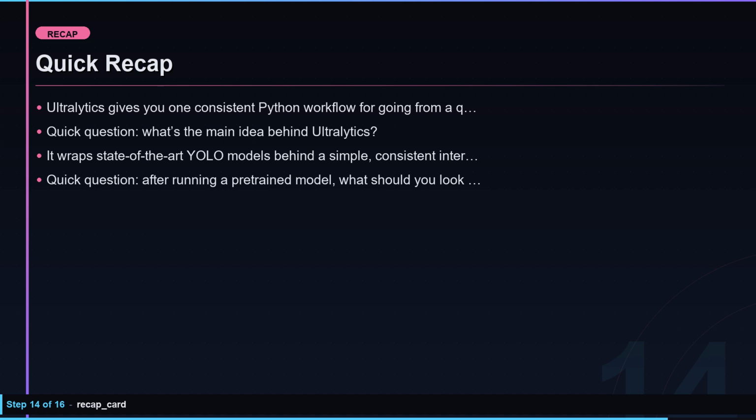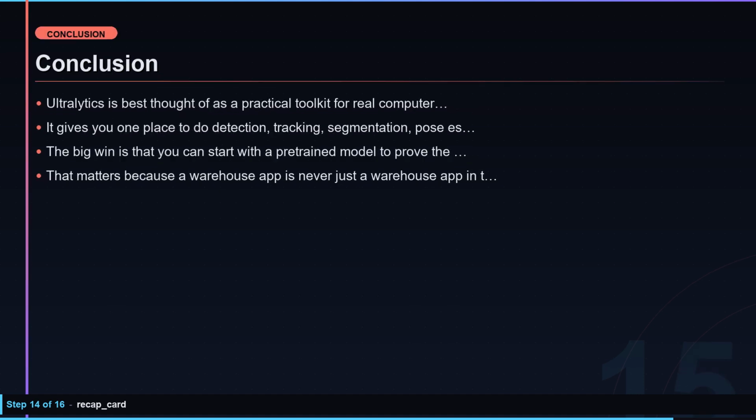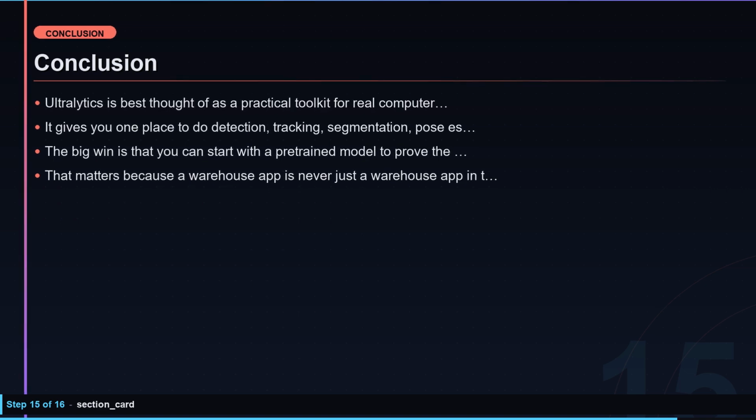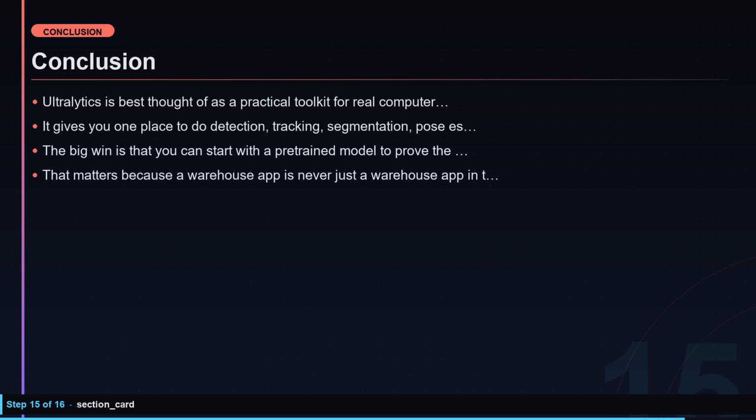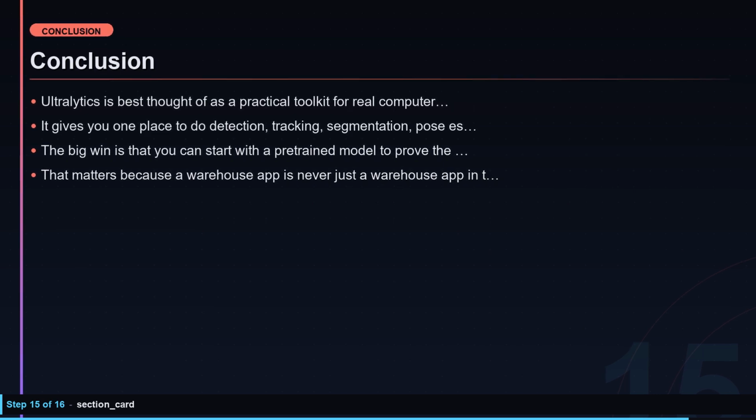Quick question: what's the main idea behind Ultralytics? It wraps state-of-the-art YOLO models behind a simple, consistent interface. Quick question: after running a pretrained model, what should you look at first? Check the results object, because it shows predictions, labels, and the structure you'll reuse across tasks. With that foundation, you can move from detection to segmentation, tracking, and beyond with confidence.